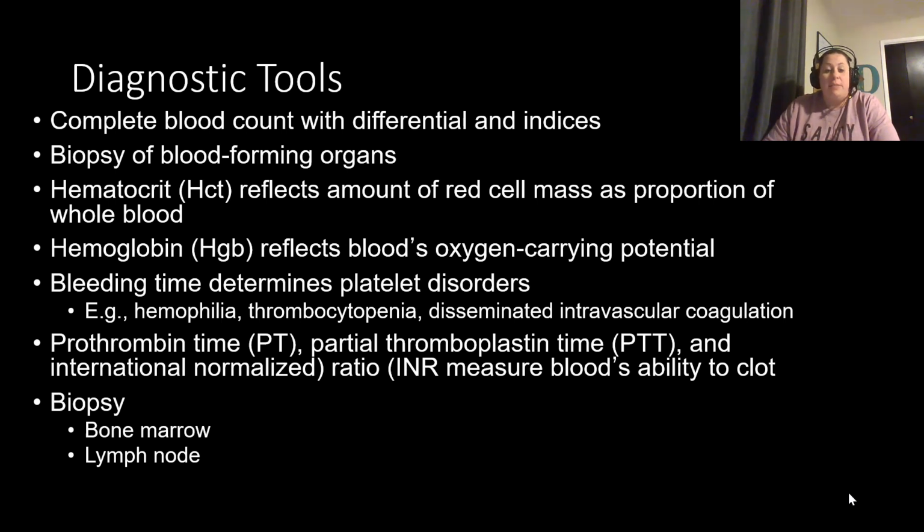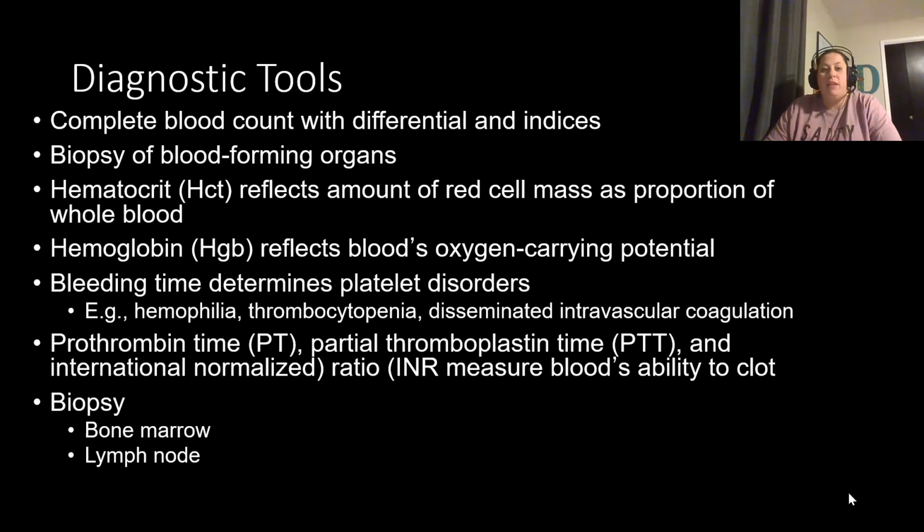We may also need to do biopsies of the blood forming organs, especially if we're starting to see an issue of the blood and it traces back to those organs. Hematocrit is another test we could do. This reflects the amount of red blood cell mass and whether it's proportional to the whole blood like it should be. Hemoglobin levels also reflect the blood's ability to carry oxygen, so this is important to test. A bleeding time test can look at platelet disorders, specifically things like hemophilia, thrombocytopenia, or what we call disseminated intravascular coagulation, or DIC for short.